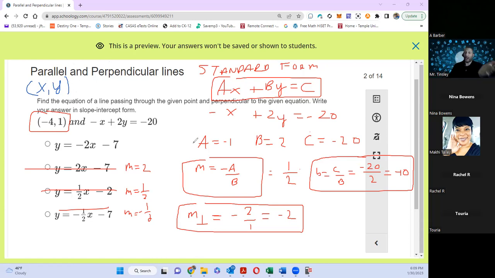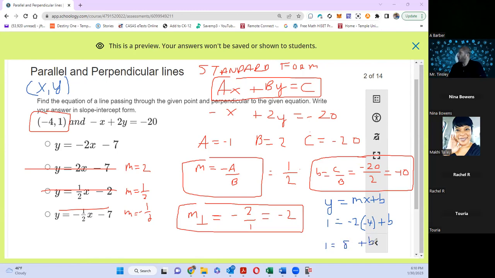So now we know X and Y, so we're going to use y = mx + b. What is Y? 1. 1 equals, what is our slope? Minus 2. What's our X? Minus 4, plus B. All we did was substitute X and Y from the point and the slope that we just determined. So 1 equals, what is -2 times -4? 8. 8 plus B.